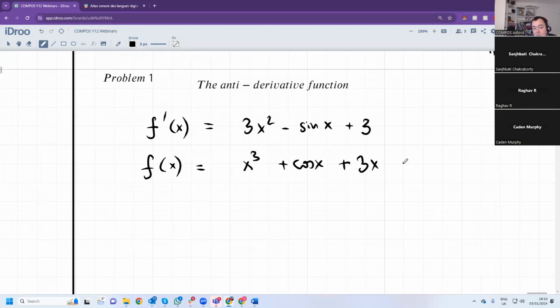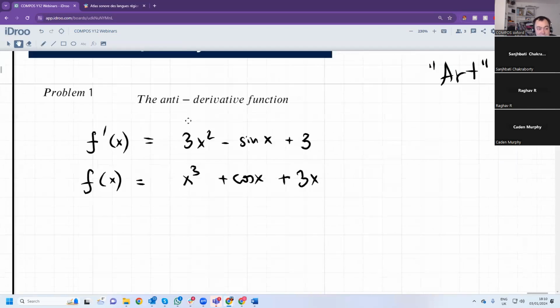Now, this is not the only function that has this derivative. Because if you do plus 7 here, the derivative is still that, because the derivative of 7 is zero. Instead of 7, you could have ln 8 or whatever, any number. So we say it's a constant, where C is any real number.